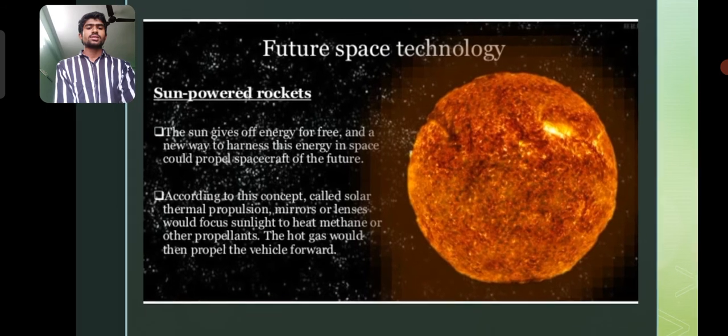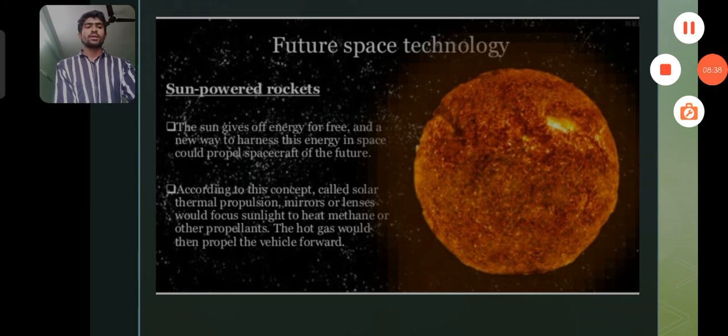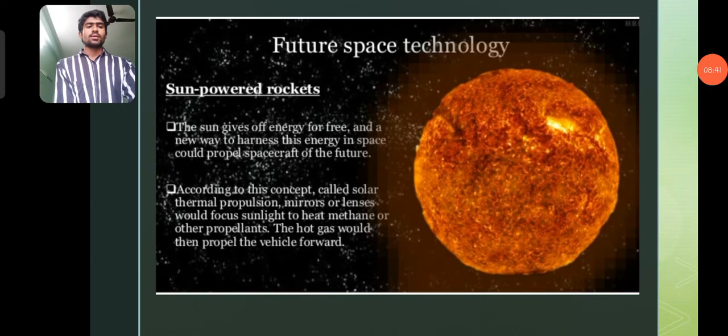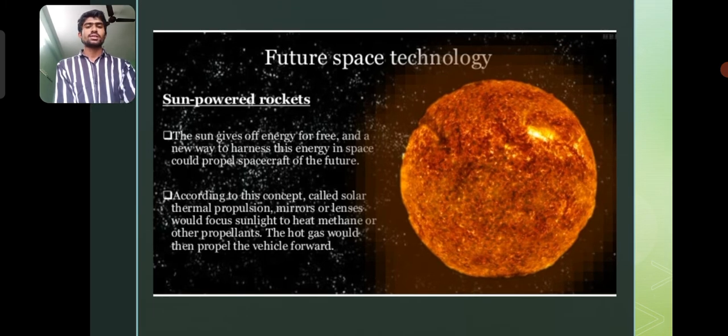Future space technology: sun powered rockets. The sun gives off energy for free, and a new way to harness this energy in space could propel the spacecraft of the future. According to the concept called solar thermal propulsion, mirrors or lasers would focus sunlight on methane or other propellants. The hot gas would be propelled to push the rocket forwards. This is the most important topic of information technology in space.